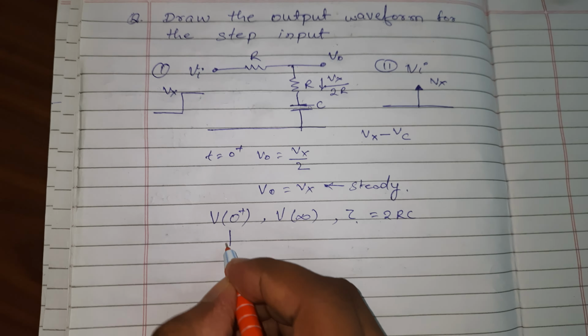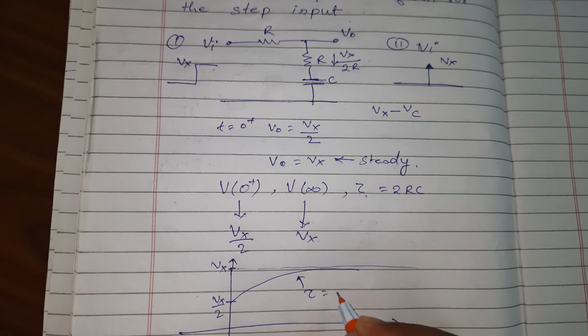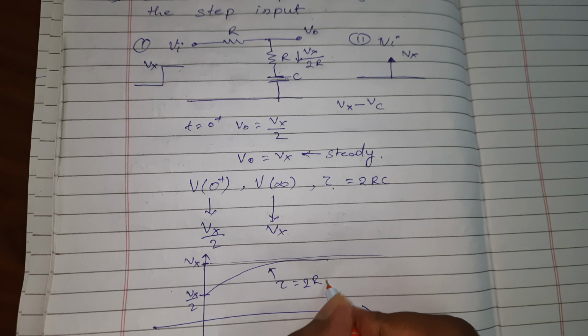So now we will plot the output waveform. Initially it is at Vx by 2, and at steady state it will be Vx. So it will charge up to Vx, and the time constant is tau is equal to 2RC.